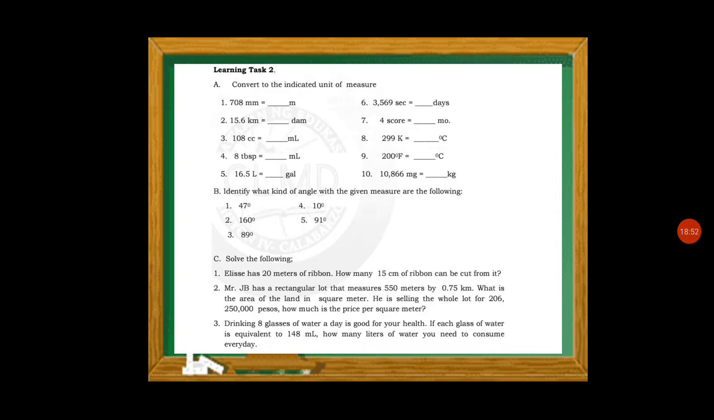So for letter C, you have to solve the following. For number 1, Alice has 20 meters of ribbon. How many 15 centimeter pieces of ribbon can be cut from it? For number 1, you have 20 meters of ribbon and you have to convert it to centimeters first, then divide by 15 centimeters, so that you could have how many 15 centimeters of ribbon are there in a 20 meters long ribbon.